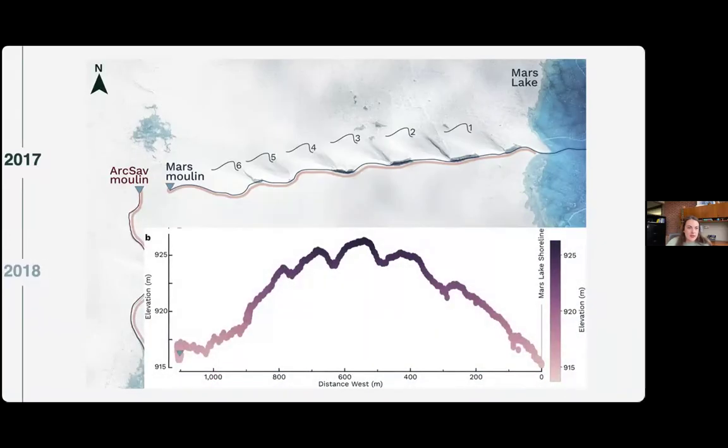So here we have our elevation profile along Mars Lake, from our shoreline on the right to the moulin on the left with that blue triangle. So along this transect, we can see that the supraglacial stream thermally incised through a very large ridge that is 11 meters above the lake shoreline at the time of mapping. So quite substantially. And there's the location right there in the middle, our topographic high point.